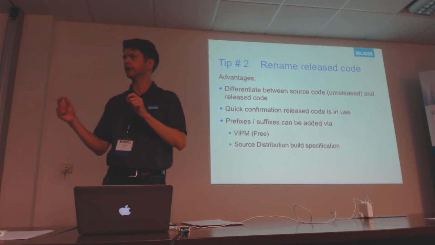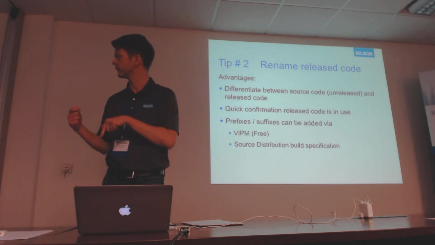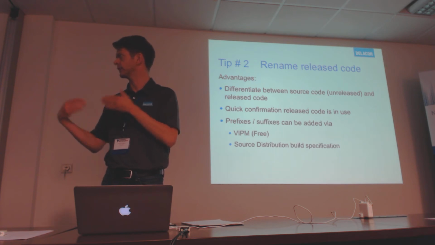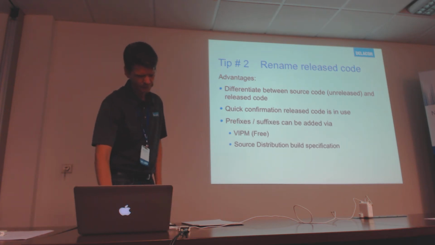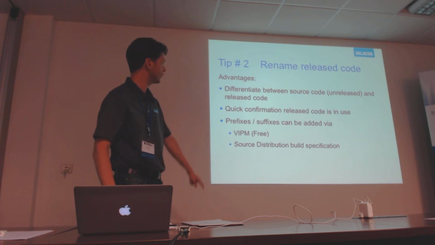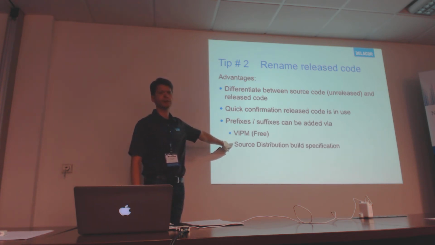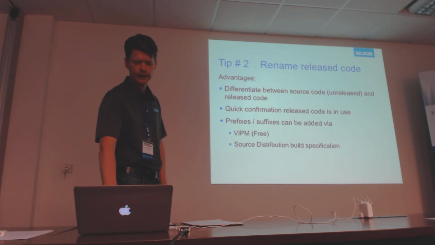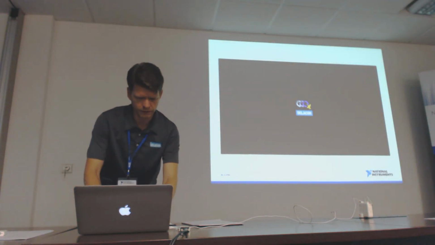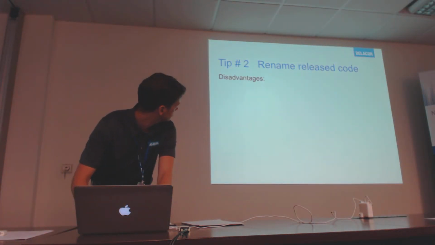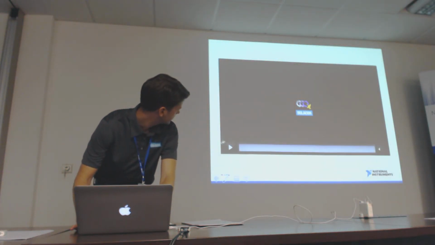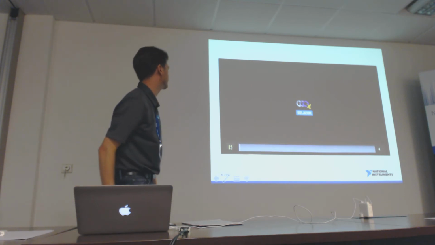We don't have to relink VIs. We don't have to relink the libraries or any of the sub-VIs. We can tell VIPM, as you're building this package, rename its contents. Give it a prefix, give it a suffix. You can also do it in source distribution in the build specification as a build action, a post-build action, a pre-build action. So you could do it if you're using source distributions. So what does that look like? How easy is that to do? Very.